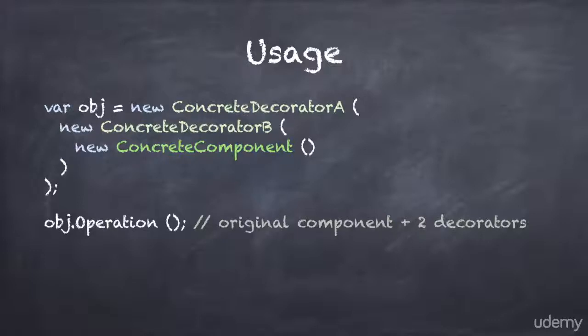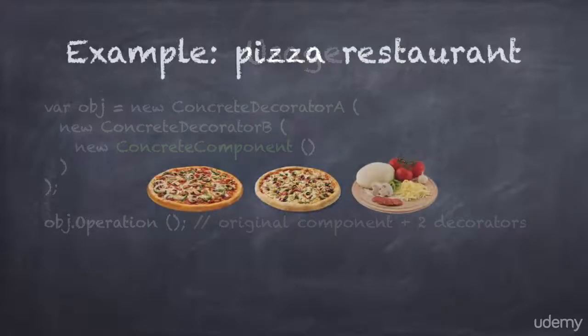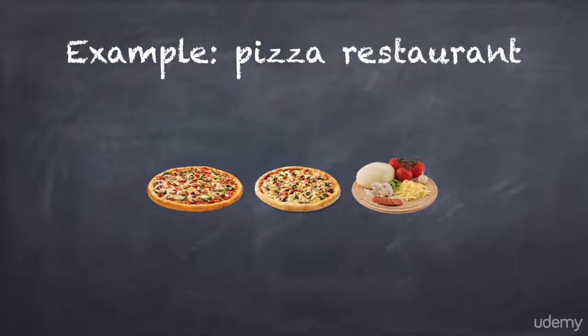I am going to demonstrate the decorator pattern with the following example. I am going to write software for a pizza restaurant. In a pizza restaurant, you always have a selection of standard pizzas: margherita, quattro stagioni, funghi, and so on. But you can also combine a pizza with extra toppings. You can add ham, salami, extra cheese, mushrooms, peppers, and so on.